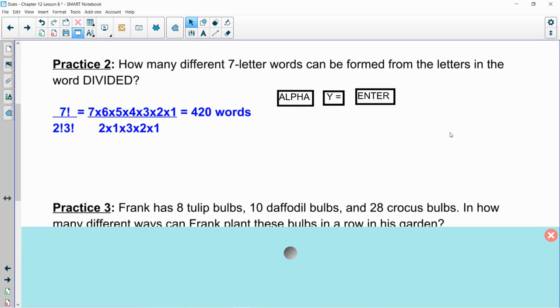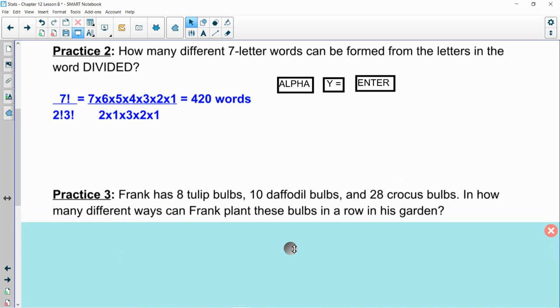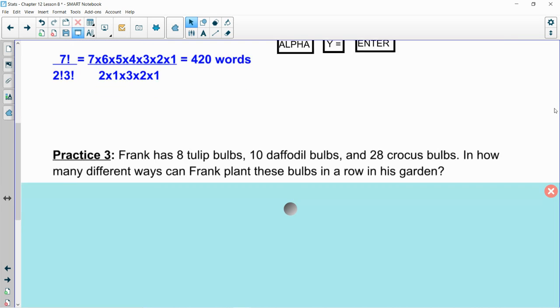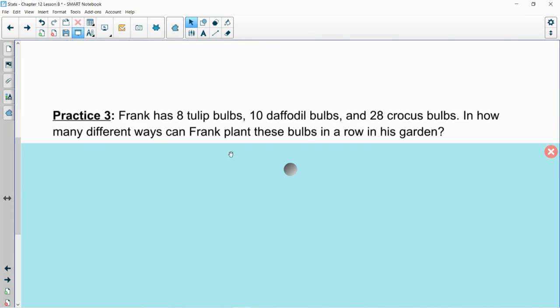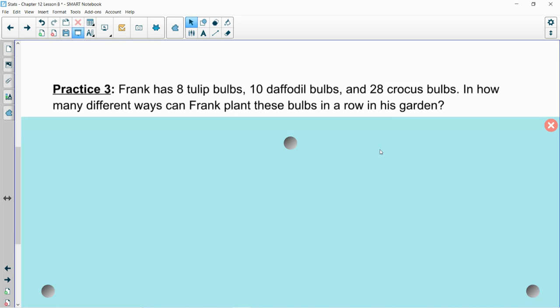All right, let's wrap it up with one last question. Here the numbers got a little big, but big numbers are fun too, right? So we've got Frank. Frank's got a garden. Frank has 8 tulip bulbs, 10 daffodil bulbs, and 28 crocus bulbs. He likes the crocus. Release the crocus. No, that's the kraken. All right, and how many different ways can Frank plant these bulbs in a row in his garden?